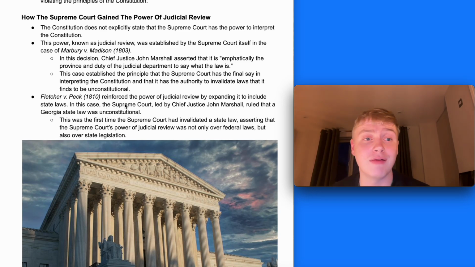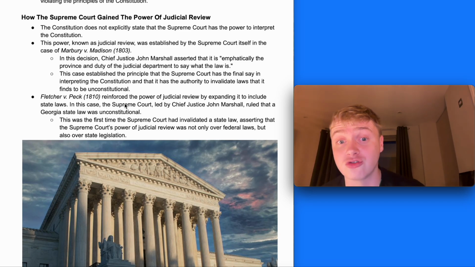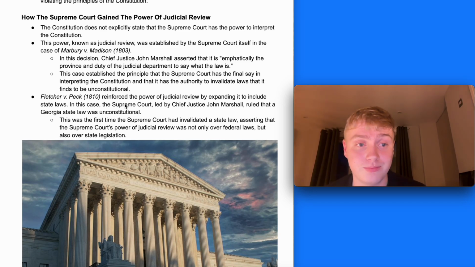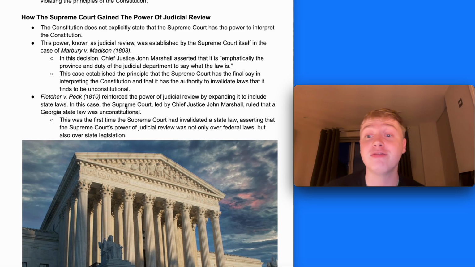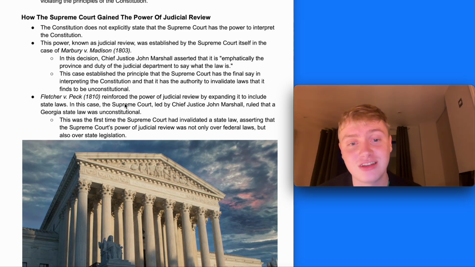This was then reinforced 7 years later in Fletcher v. Peck, where it expanded the Supreme Court's jurisdiction to include state laws. So in this case, the Supreme Court, led by Marshall, ruled that a Georgia state law was unconstitutional. This was the first time the Supreme Court has invalidated a state law. So not only do they have judicial review in ensuring that the Constitution is abided by in relation to federal laws and federal executive actions, they also have it in relation to state laws.